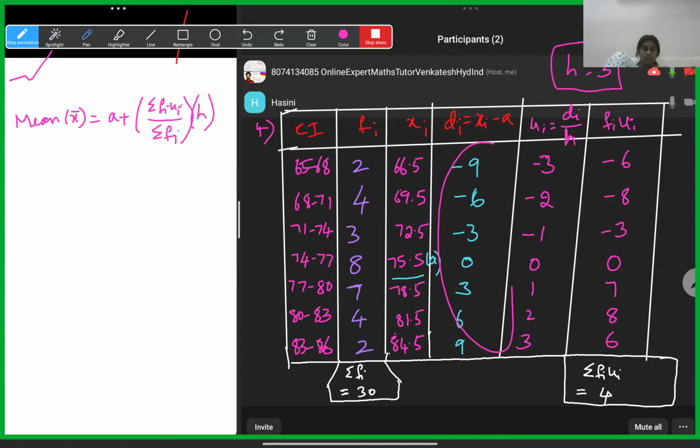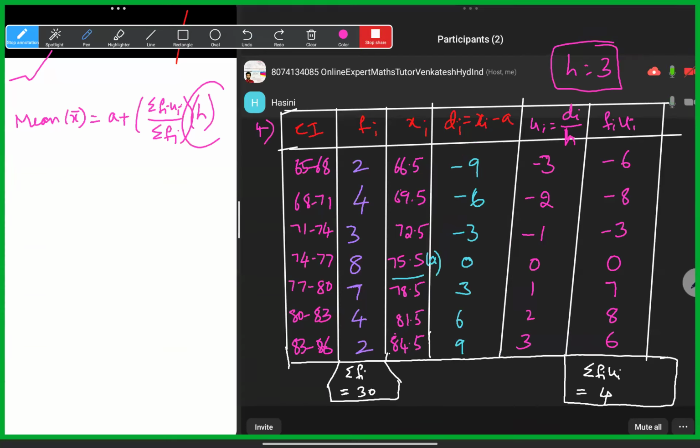How I ask students to remember is, we divided the entire d column by h to get the u column. Whatever we divided, we are multiplying it back in the last. Like that, I ask students to remember. So we'll just substitute the values. A is how much? 75.5.